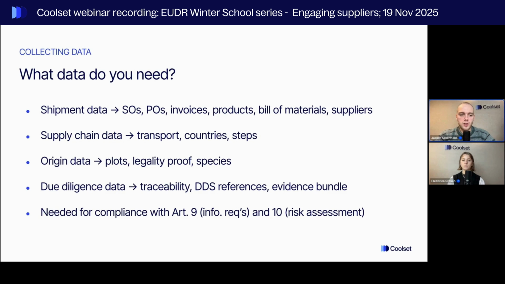For due diligence data, you need to have traceability, DDS references, and evidence bundles if the auditor ever knocks on your door. And then also you need all of this for compliance with Article 9, which is information requirements, and Article 10, which is the risk assessment.